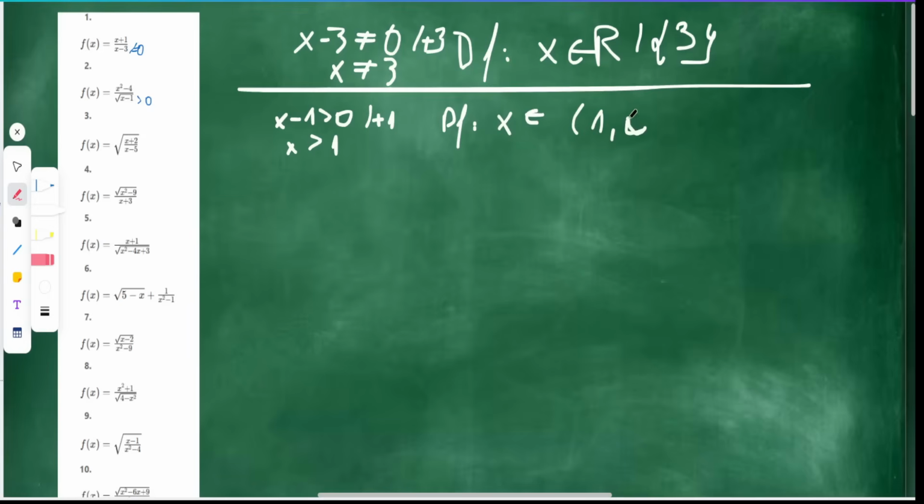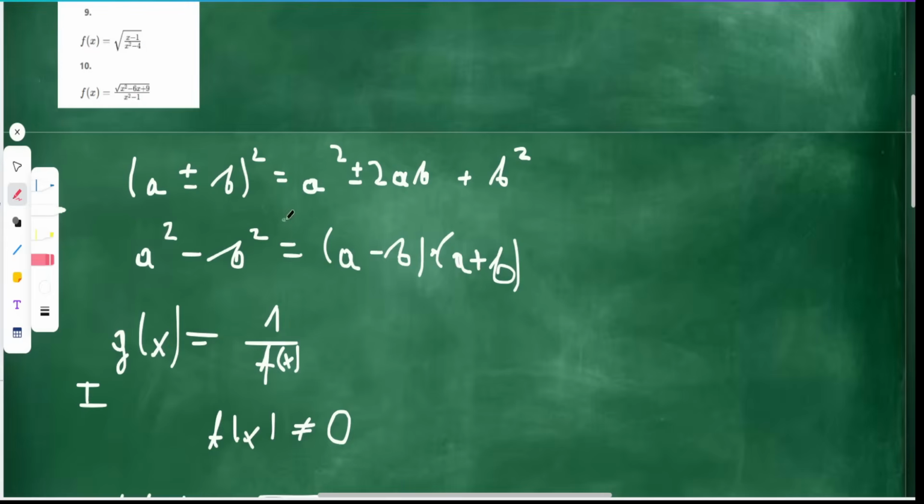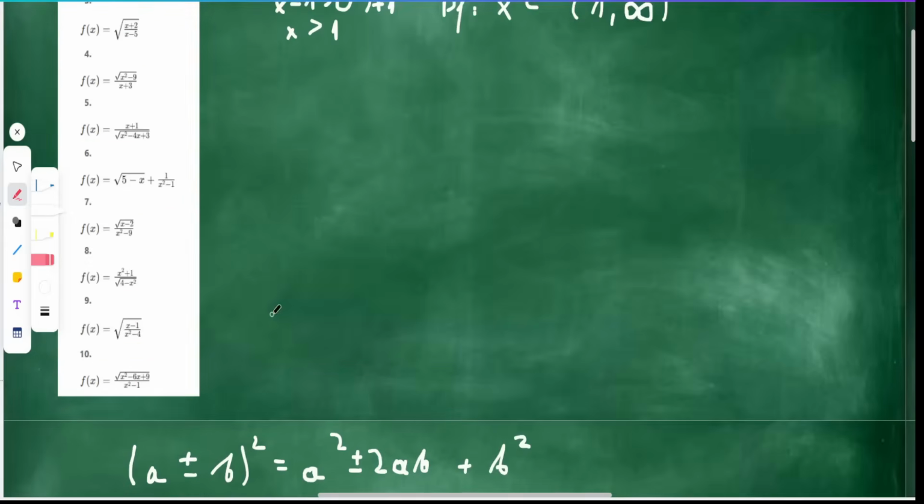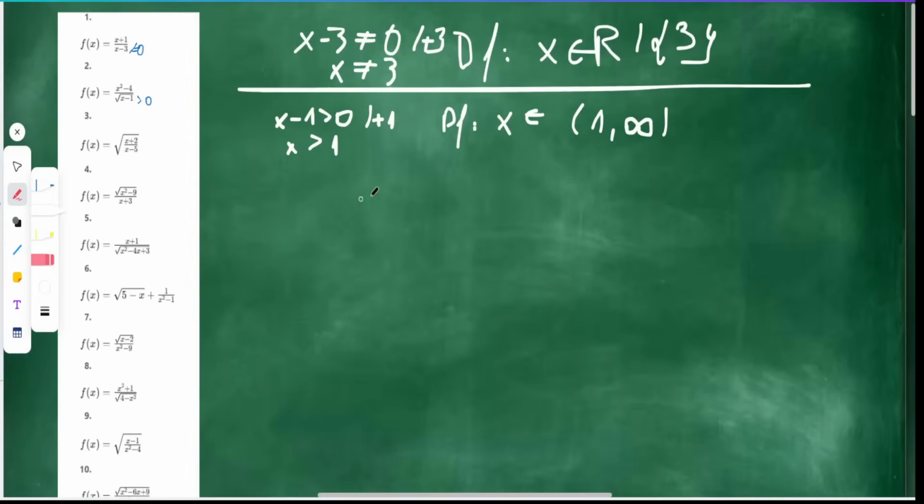Wait, I'll draw the infinity better. First of all, why is this bracket open here? Because 1 cannot be in the domain. Why? If we put 1 in this place, we would get 0 in the denominator. And we can't have 0 in the denominator from the first principle here. Secondly, why don't we close infinity? Because infinity has no closure.